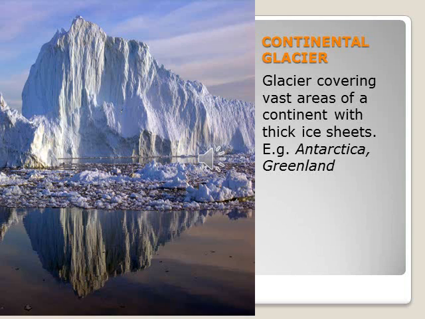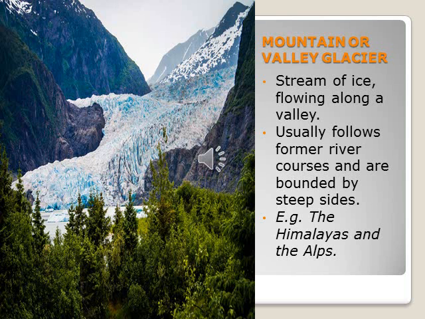So a continental glacier is nothing but a glacier covering vast areas of a continent with ice sheets. Then mountain or valley glacier. It is nothing but a stream of ice flowing along a valley. So mountain or valley glacier means it is a stream of ice.